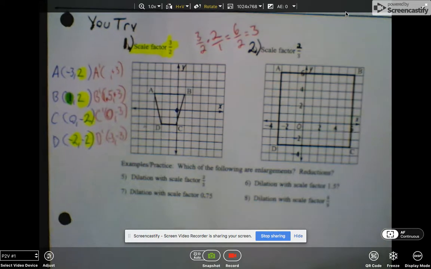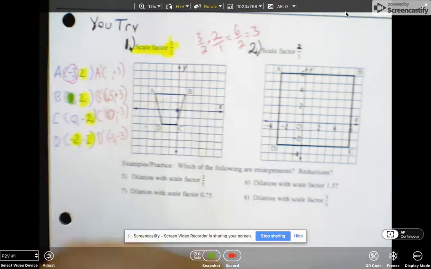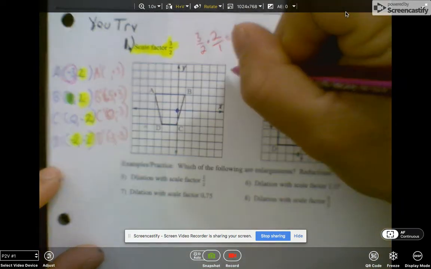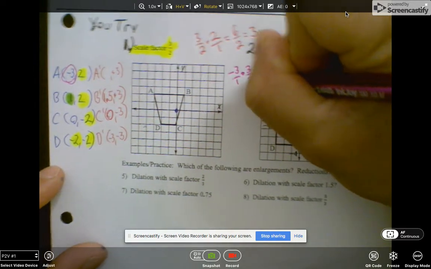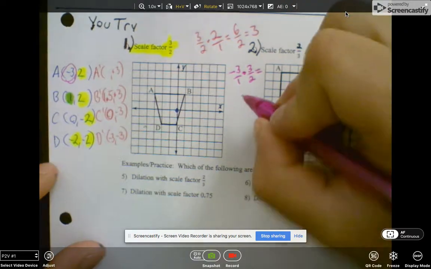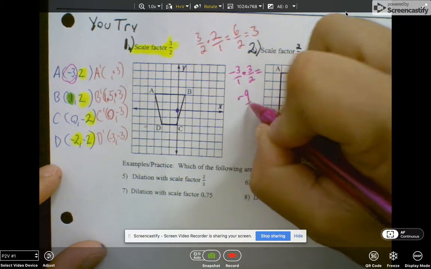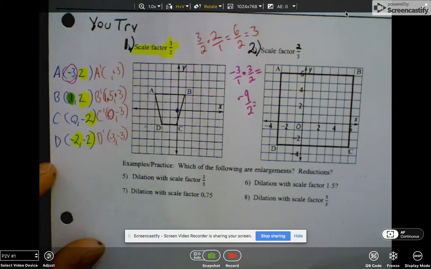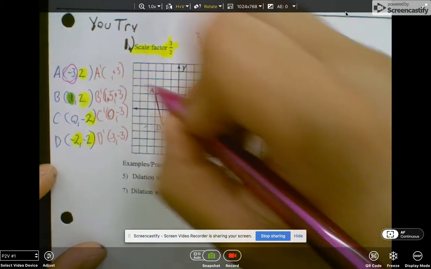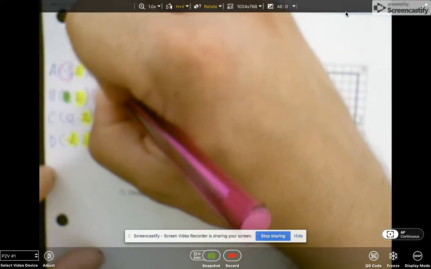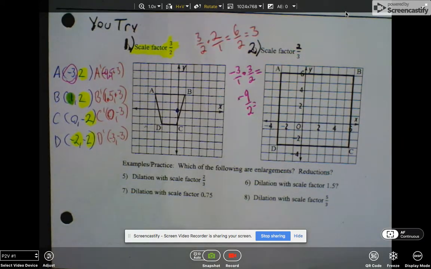And then the last number I need to multiply by is this 3. So I'll do that over here to the side. So that's going to be -3 over 1 times 3/2. This is going to be -9 over 2. And what is that as a decimal? Negative, Kaylee? -4.5. Okay, so now I'm just going to graph all of this, and it should work out.